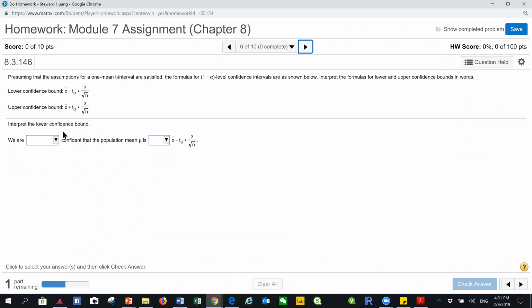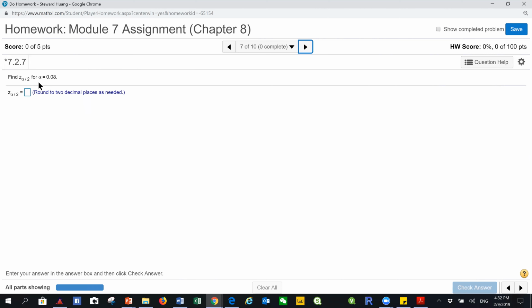So, okay, this is a concept type of question. When this is 1 minus alpha level, the answer is already right here. And the population mean mu is... regarding this as the lower bound, so it should be at least.